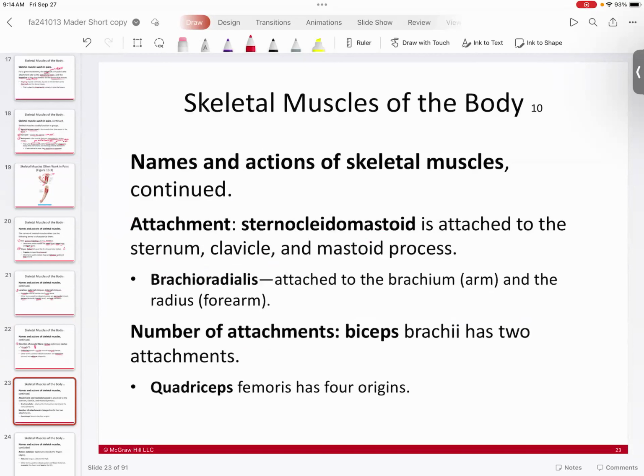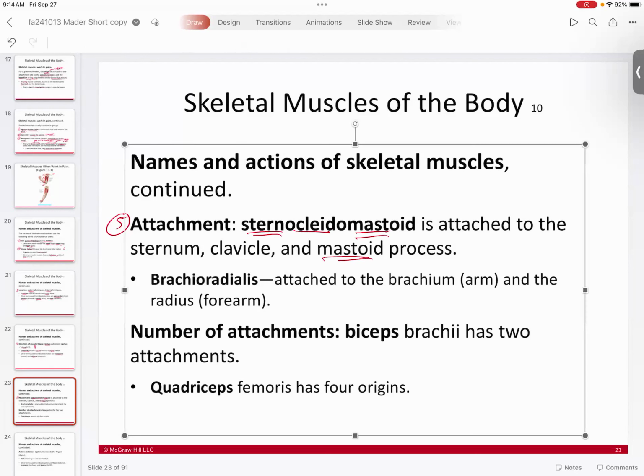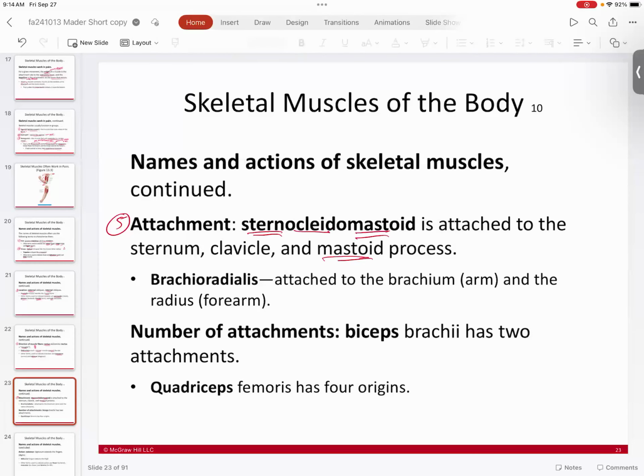We're not done yet though. We can also do attachment. For instance, this is really helpful actually when you take gross anatomy. For instance, the sternocleidomastoid is basically attached to the sternum, the clavicle, cleido, and the mastoid process. So it basically has three major attachments. The brachioradialis tells you where it's attached. So it's attached to the brachium, the arm, and the radius, which is your forearm.